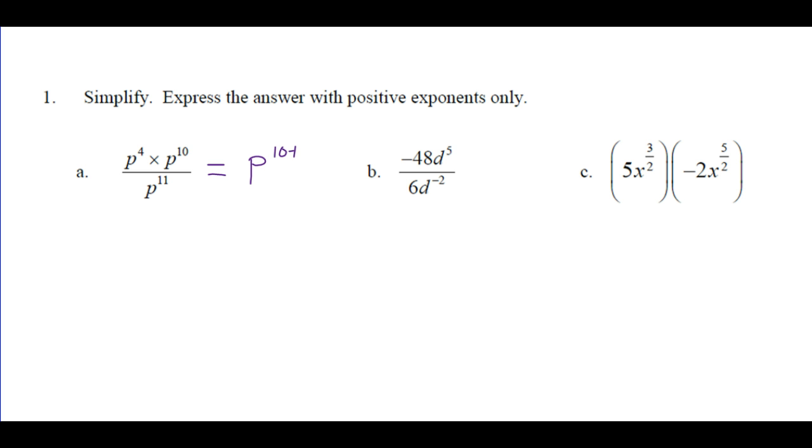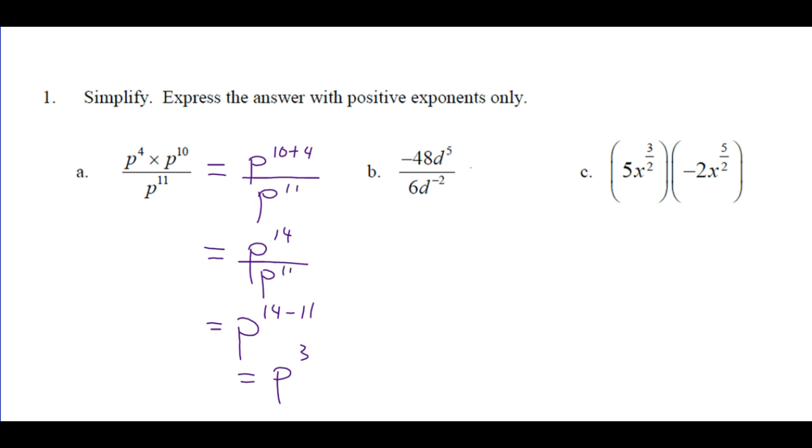So it's p to the 10 plus 4 over p to the 11. It's p to the 14 over p to the 11. Okay, so we're using the power rule up top, right? We're multiplying powers with the same base, we add the exponents. Now I have a quotient, 14 over 11. Quotient says when you have powers with the same base, you're dividing, you subtract the exponents, and 14 minus 11 is 3.